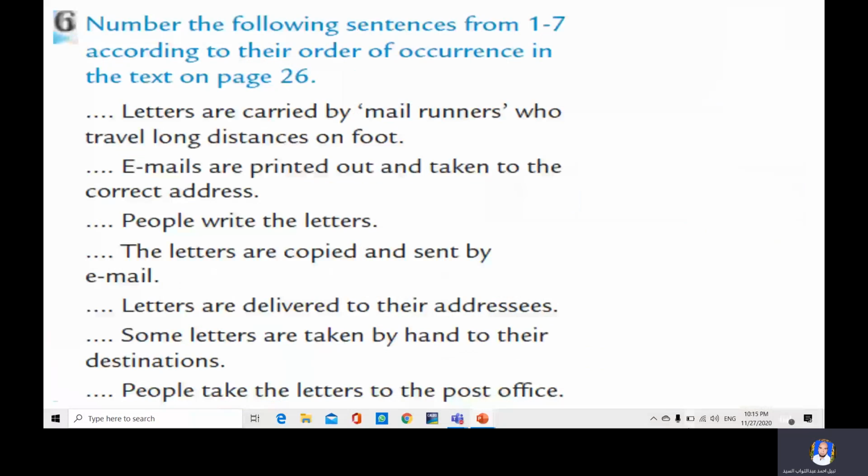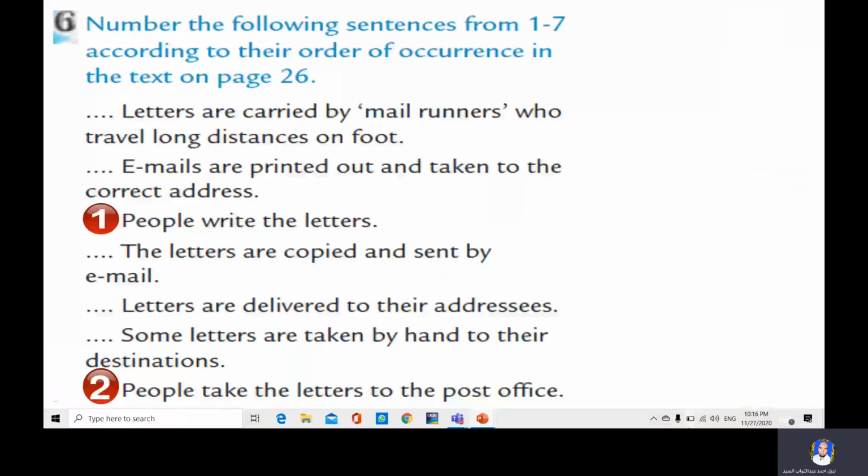Number the following sentences from 1 to 7 according to their order of occurrence in the text on page 26. You are going to write numbers from 1 to 7. Which one happened first? Number 1, 2, 3, 4, 5, 6, 7. Number 1, people write the letters. Number 2, people take the letters to the post office.